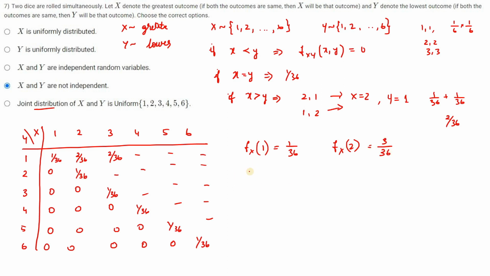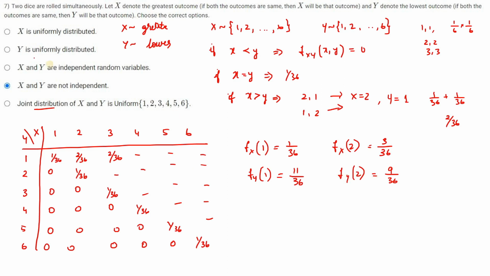Now what about y? Fy of, let's say, I'll again go with 1. So what will happen here? Fy of 1 is the sum of this particular row, right? So that is 1 plus 2 is 3, 3 plus 2 is 5, 7, 9, 11, that is 11 by 36. What about fy of 2? Fy of 2 is nothing but 1 plus 2 is 3, 5, 7 and 9. That is 9 by 36. So obviously y is also not uniform.